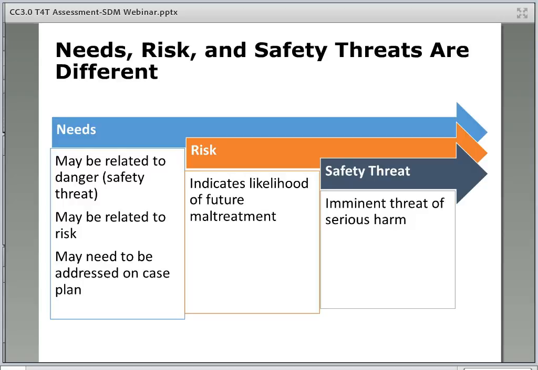We start with danger and the safety assessment in order to learn whether there is a problem we need to address right now. Then we take a little more time to consider risk and the risk assessment, because risk is further in the future. Needs and the Family Strengths and Needs Assessment are at the very end of our list because they help us decide what to do to address any safety threats or risk factors we may have identified.